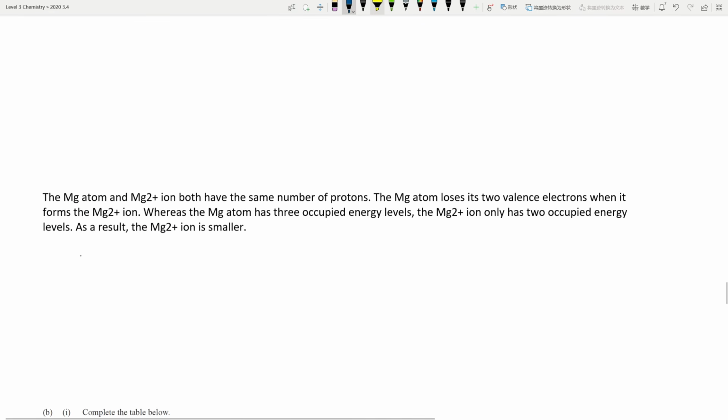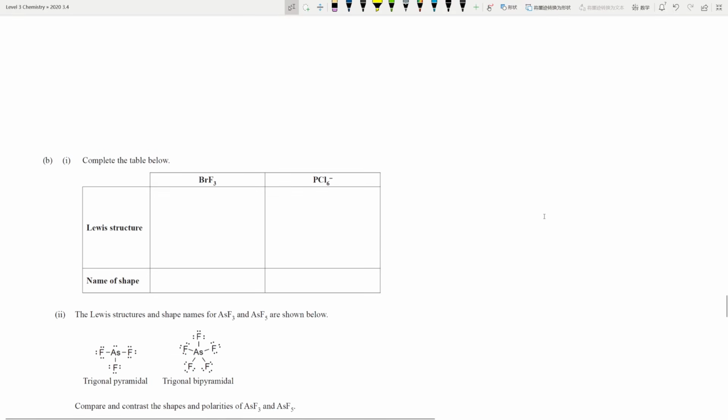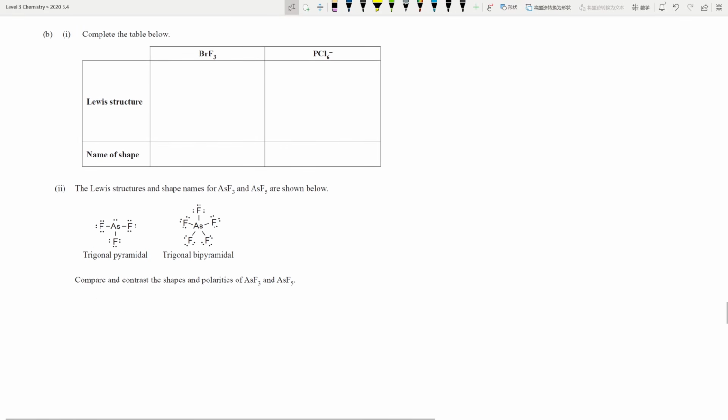Okay, so they have the same number of protons. That means the amount of pull from the center of the atom is the same, but then the atom loses 2 electrons to become an ion, and therefore you lose an entire energy level. When you lose the entire energy level, there's less shielding, there's less repulsion, and therefore you have a stronger force of attraction between the nucleus and the valence electrons, and then a smaller molecule. Okay, a smaller atom in this case.